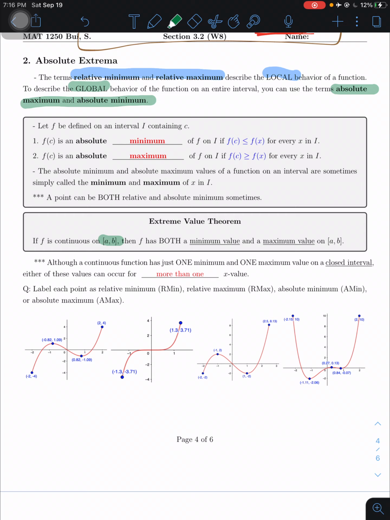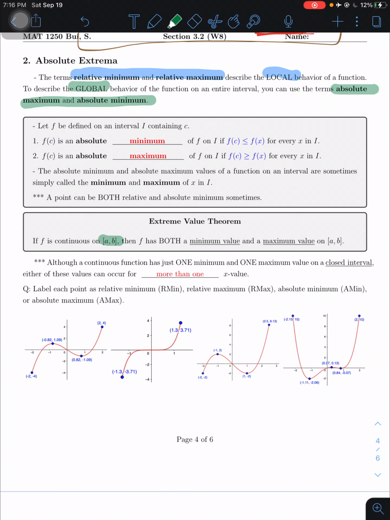Although a continuous function has just one minimum and one maximum value on the closed interval, either of these values can occur at more than one x value, okay? I'm going to show you guys what it means in a second. And okay, just a little bit of a warm up before we talk about example 2.